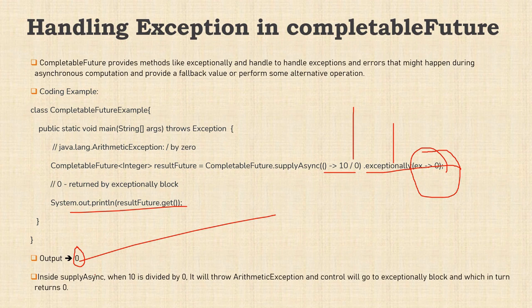Next thing, inside supplyAsync, when 10 is divided by 0, it will throw an ArithmeticException and control will go to the exceptionally block, which returns 0. So just now we explained everything, it's the same.